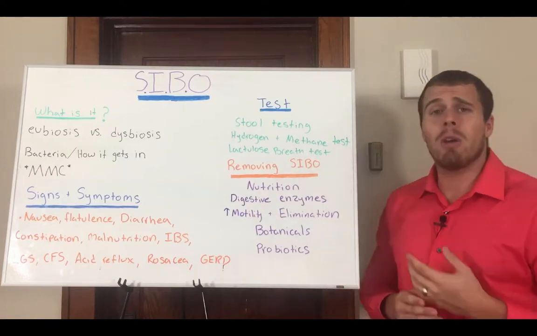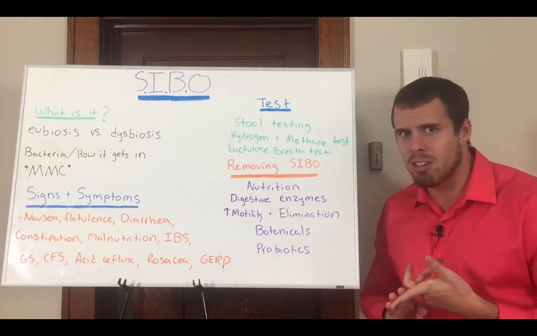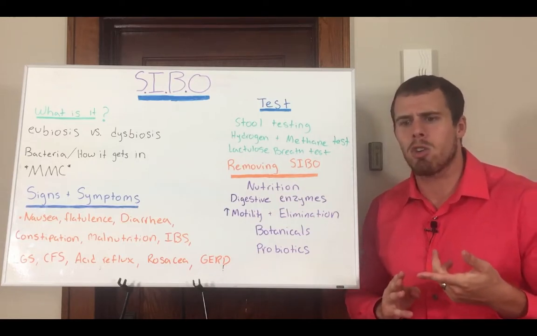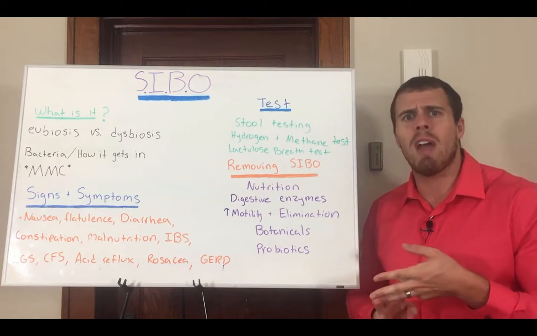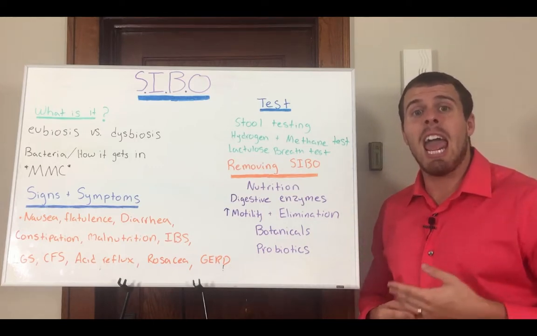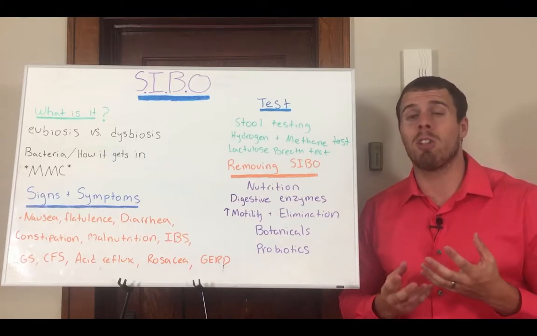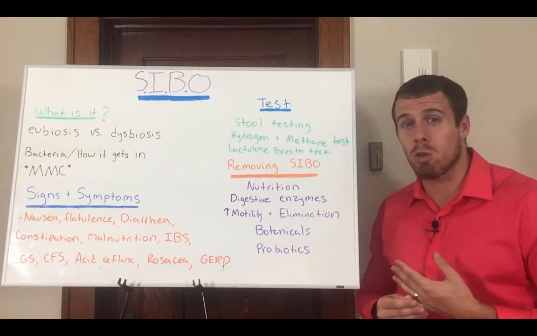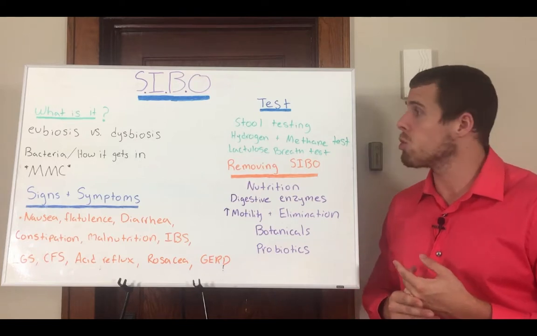And then, so how do we test for this? Well, we'll do a stool antigen test because we want to look and make sure if there's any parasites or if we have excessive yeast overgrowth in the stool, or if we have a dysbiosis or a large accumulation of bad bacteria in the stool. That will give us an indication on what's going on.